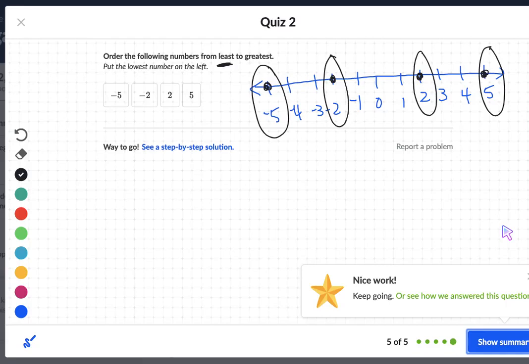Okay, that is ordering numbers on the number line, when you are comparing numbers on the number line and without the number line, because if they don't provide you with the number line, you can provide your own and sketch it out.